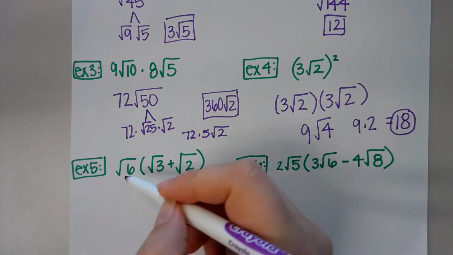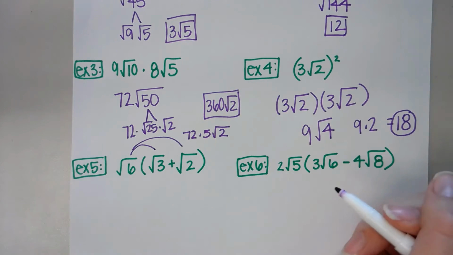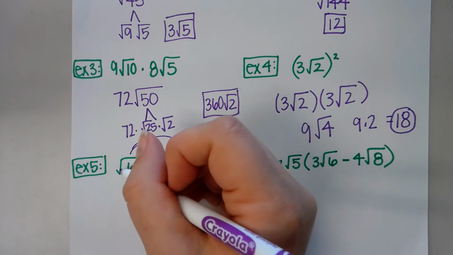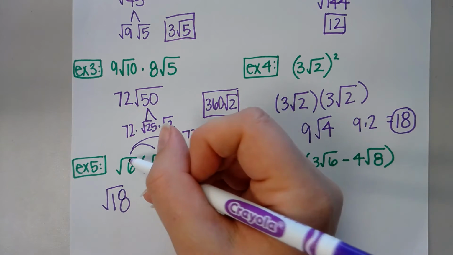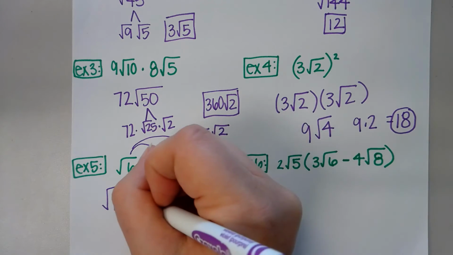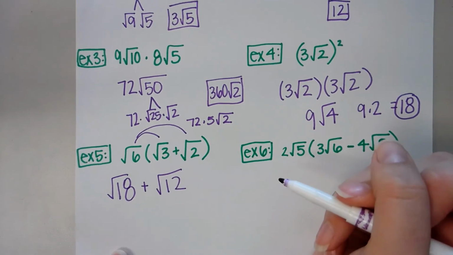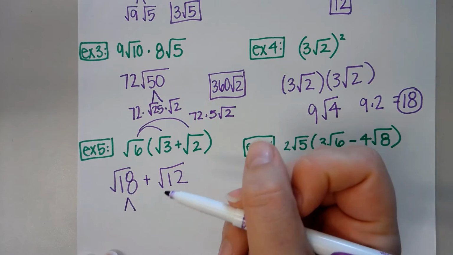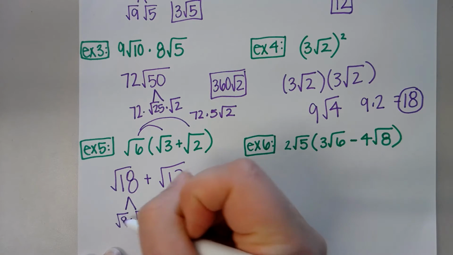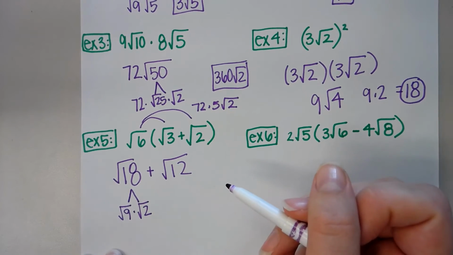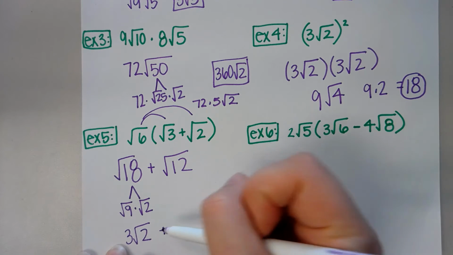This next one, you're going to distribute the square root of 6 to the square root of 3 and the square root of 2. So the square root of 6 times the square root of 3 is the square root of 18. Square root of 6 times the square root of 2 is going to be the square root of 12. I'm now going to see if I can break these two down, and I can. The highest perfect square value that I can take out is 9. 9 times 2 is 18. So that is going to break down to 3 square root 2.